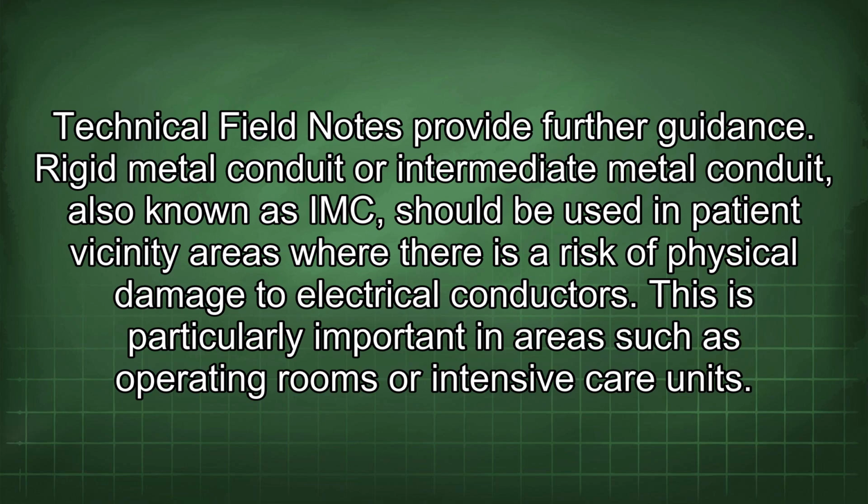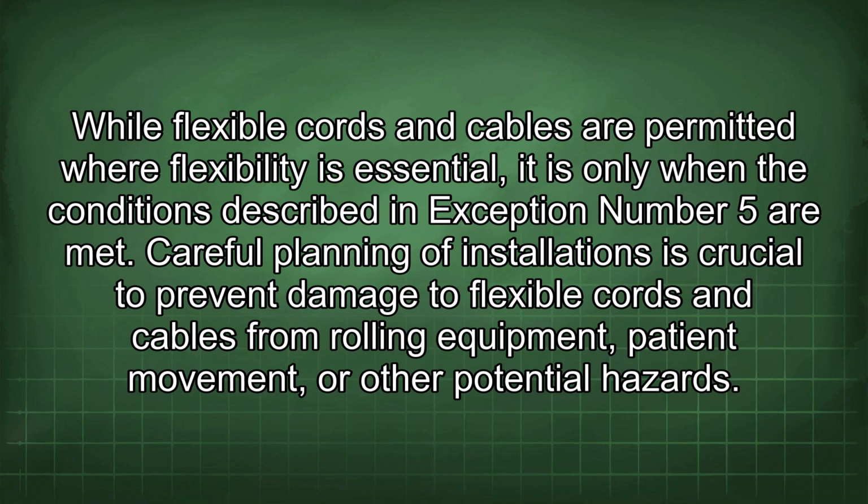Rigid metal conduit or intermediate metal conduit, also known as IMC, should be used in patient vicinity areas where there is a risk of physical damage to electrical conductors. This is particularly important in areas such as operating rooms or intensive care units. While flexible cords and cables are permitted where flexibility is essential, it is only when the conditions described in exception number 5 are met. Careful planning of installations is crucial to prevent damage to flexible cords and cables from rolling equipment, patient movement, or other potential hazards.